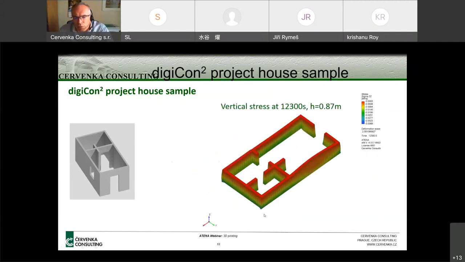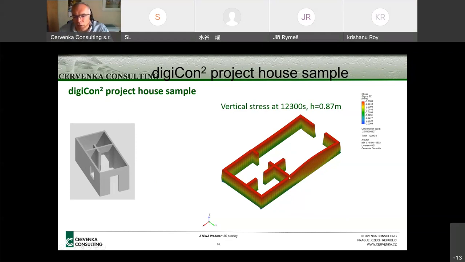So the idea of ATENA to model 3D printing of structures is, of course, that there are two objectives. One is that we can model the printing process, and this may help to optimize the printing speed so that the structure does not collapse, or also the printing path.